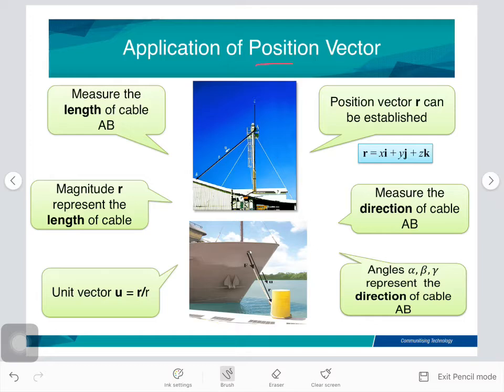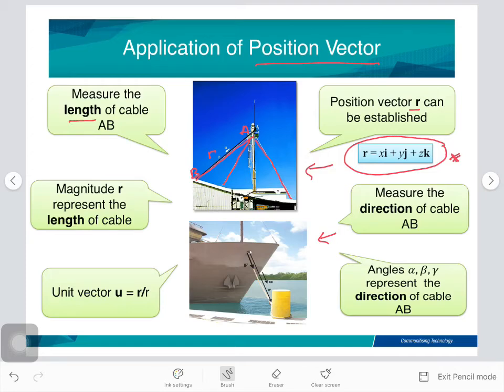Why do we need to study the position vector? What is the application? You may refer to figure 1 and figure 2. Let's say we need to measure the length of this cable. How to do that? We can establish the position vector R. We can have 2 points, let's say point E here and point B here, and the position from E to B is represented by the position vector R. You can get the coordinates, and then R is equal to xi plus yj plus zk. After we get the position vector, we can measure the length.